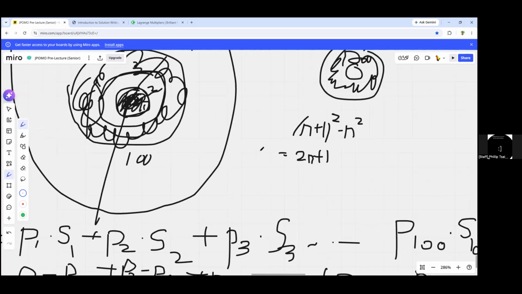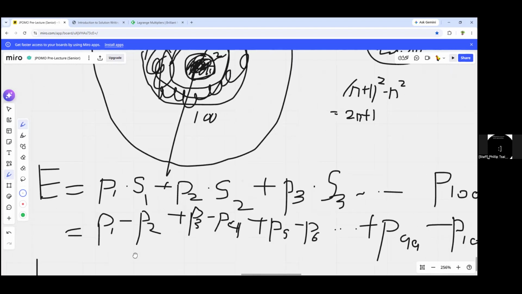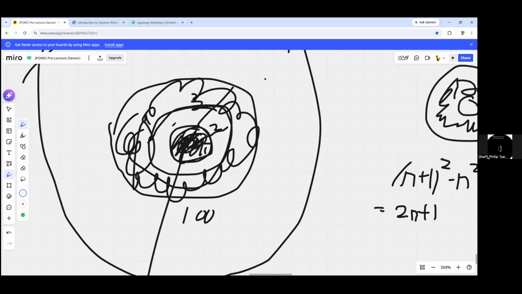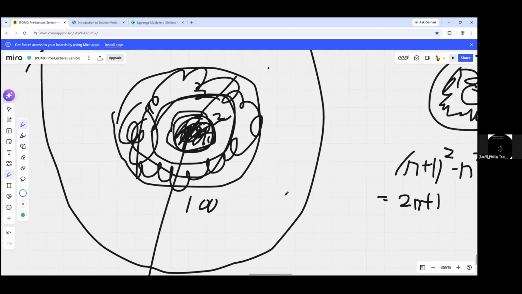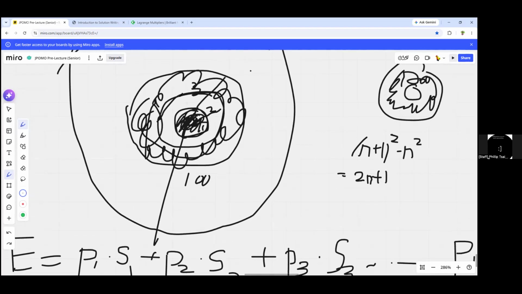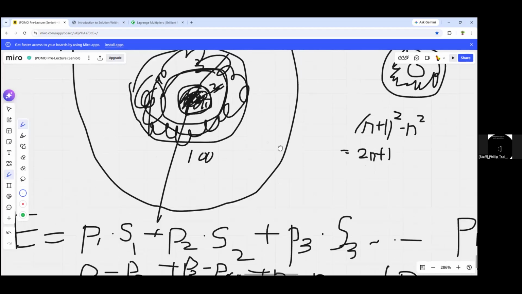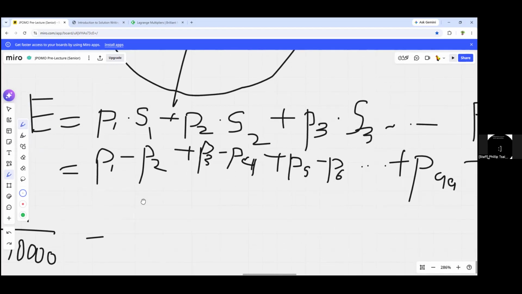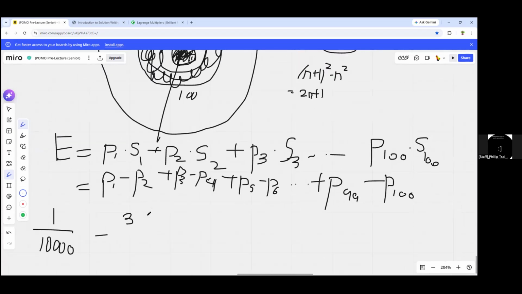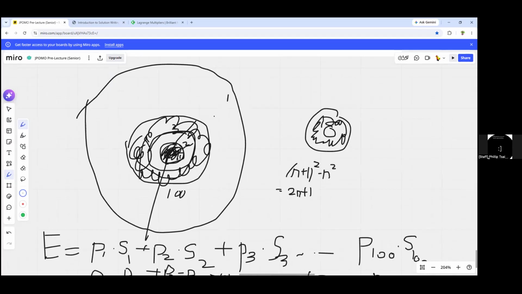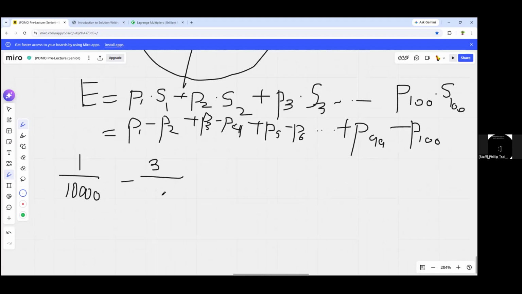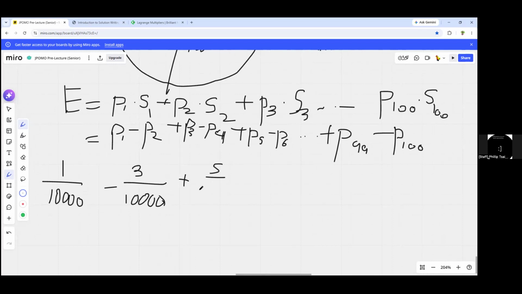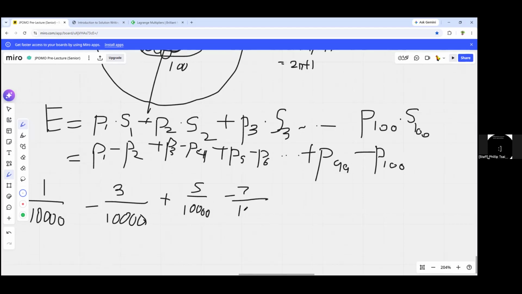And since we start from n equals 0, which is basically just the area of this circle, we go up from there. So we have the area of this region being 3 pi, or basically a probability of hitting this ring to be 3 over 10,000. And then we add 5 over 10,000, and then we subtract 7 over 10,000. I think you know where I'm going with this.